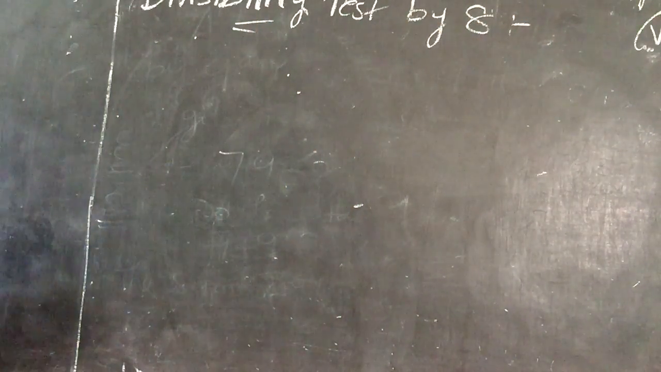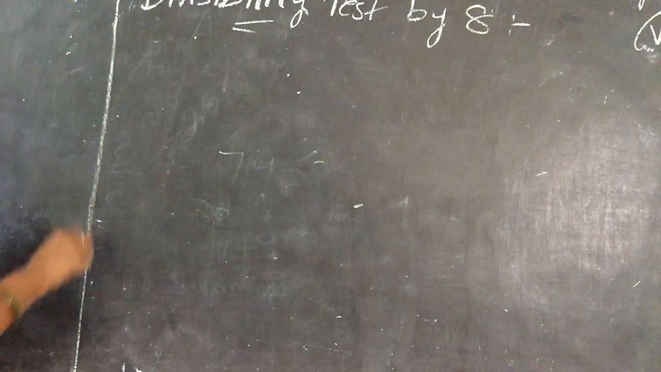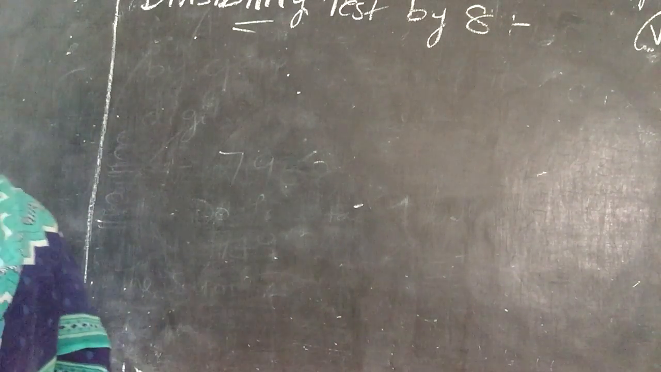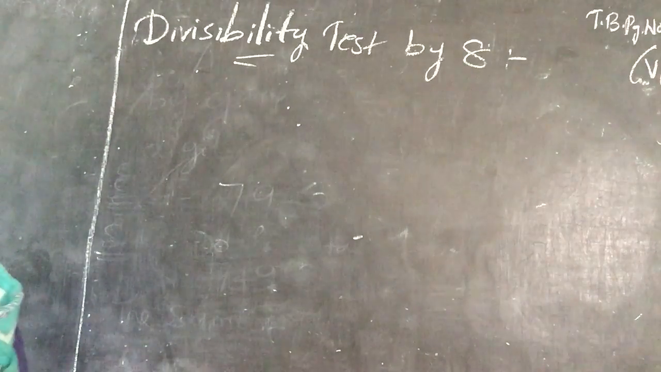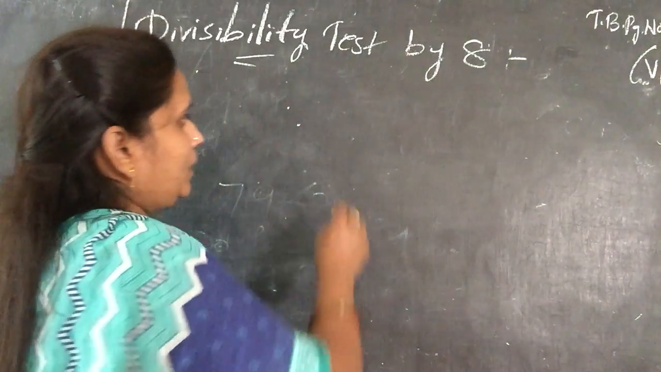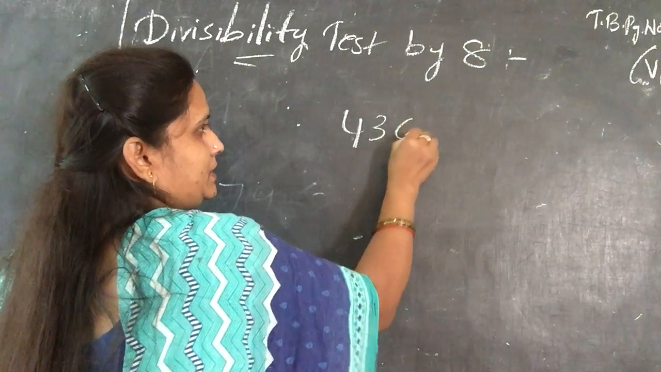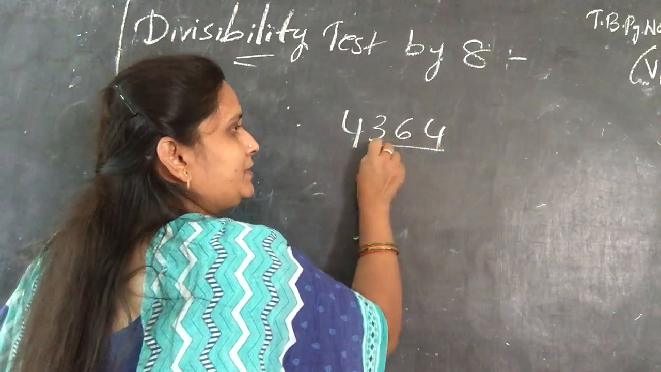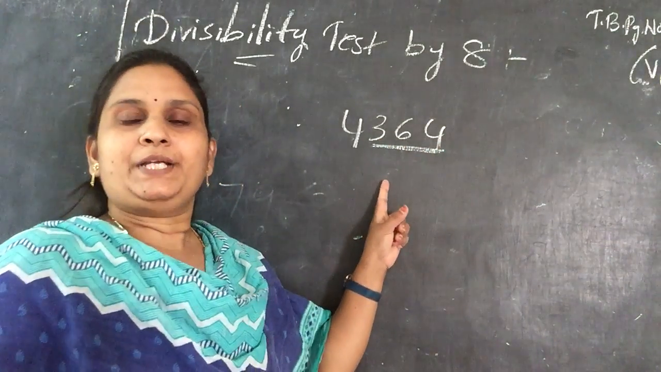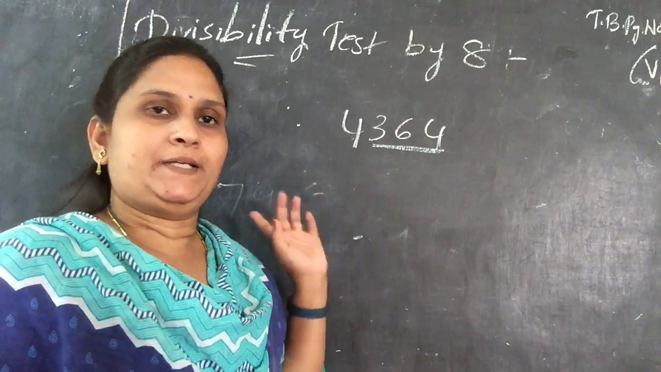Write it: divisibility test by 8. Okay, for the divisibility test by 8, what is the procedure? From the given number, for example 4364, if the last 3 digits are divisible by 8, then the given number is definitely divisible by 8.